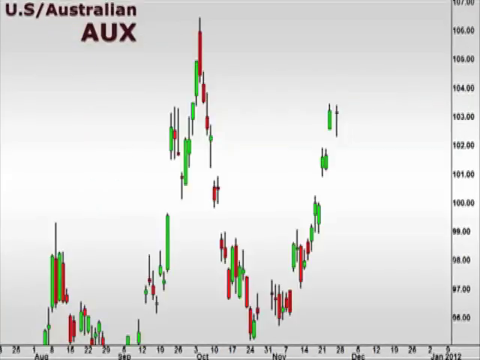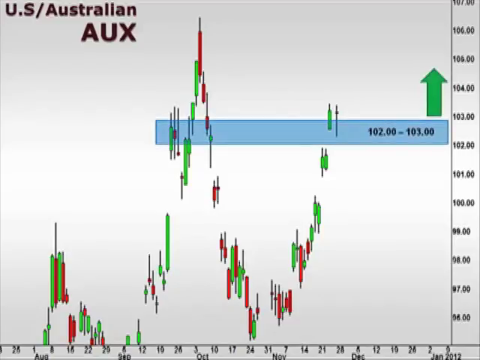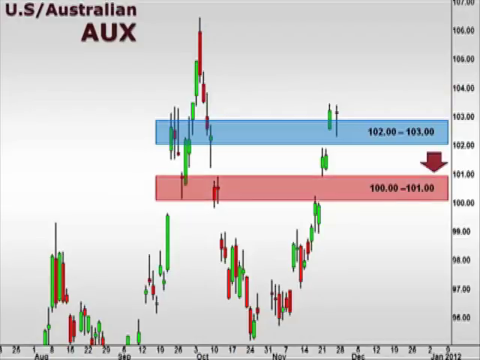Let's take a look at the US dollar versus the Australian dollar, as seen here in the ISE FX options pair value AUX. Well, the AUX continued to climb higher, and provided that the 102-103 zone holds as support, we are open to a continuation. However, after such a significant move to the upside over the last several weeks, we are open to a highly probable retracement down to retest support at the 100-101 level.